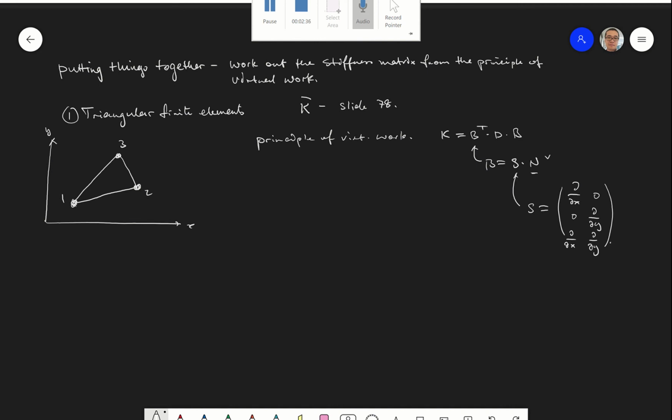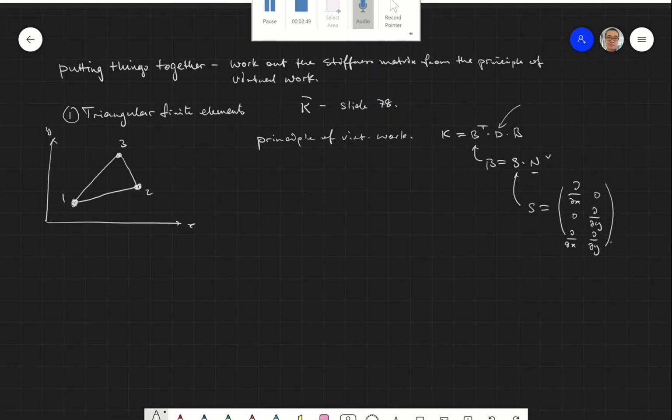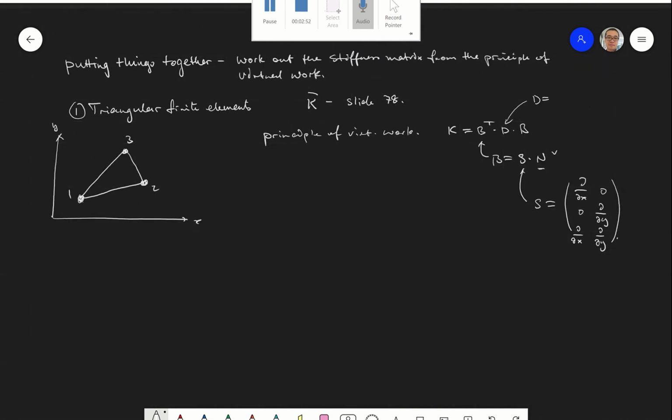And the D matrix is related to the mechanical property of the finite element or the material we are using, and we know that D is equal to what? E over 1 minus mu square times 1, mu, 0, mu, 1, 0, 0, 0, 1 minus mu over 2, right? Where E is the Young's modulus and mu is the Poisson ratio, okay?